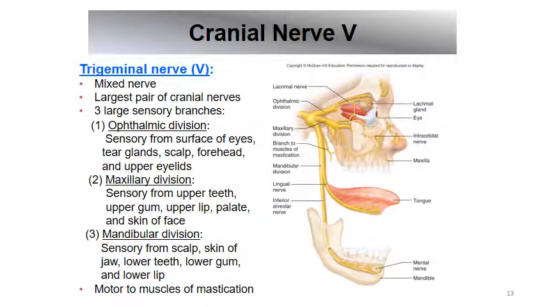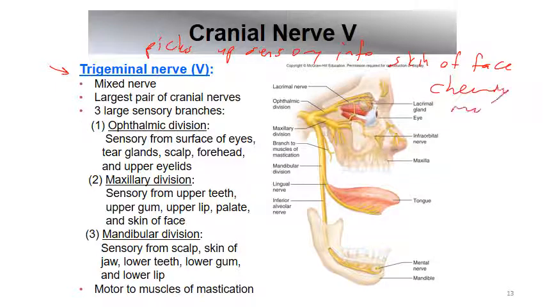Trigeminal nerve, with this one, know that this picks up sensory information from the skin of the face, but it's also controlling our chewing muscles. And it's called trigeminal because it's got these 3 divisions. Okay, but so know the main action for this nerve.